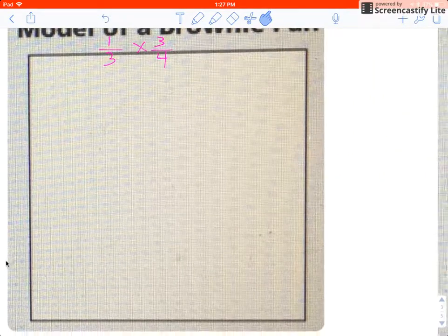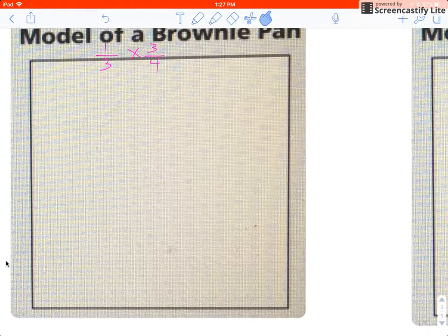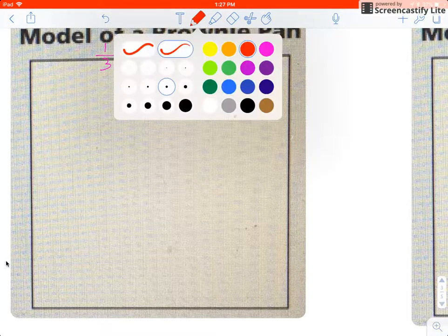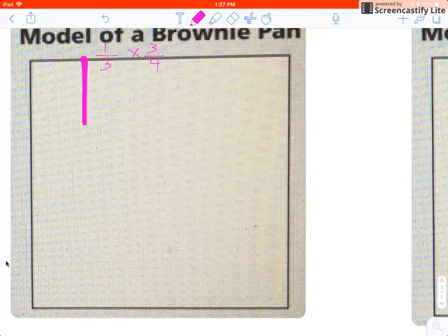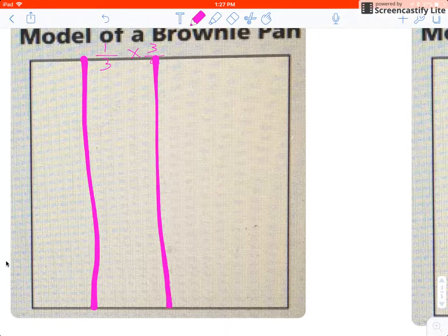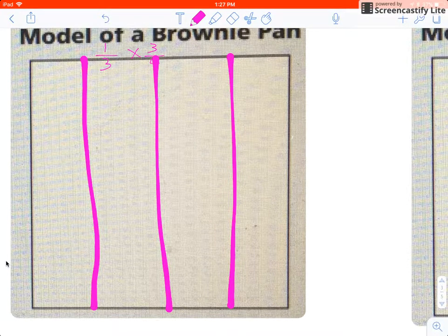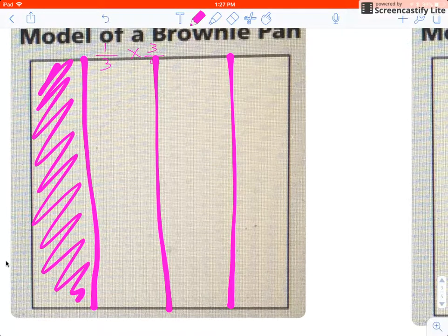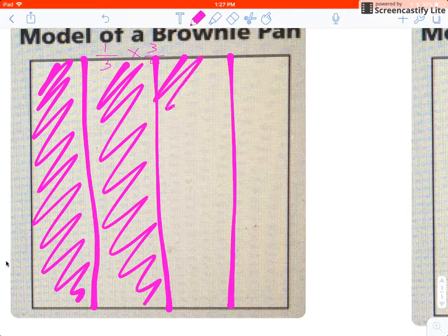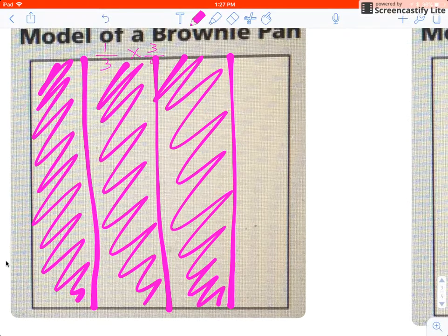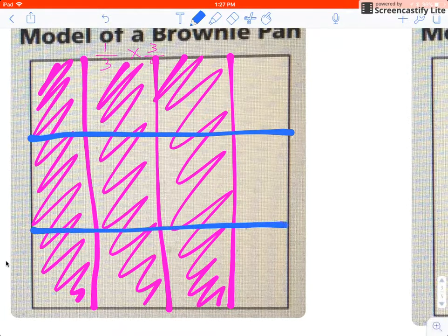All right, on to number 3. This problem is 1/3 times 3/4. So we will go ahead and split our pan into fourths, and then 3 of the 4 sections are still full of brownies. So there's 2 and 3. 3/4 of our pan of brownies. And we are buying 1/3 of this pan. So we'll break up our pan into thirds. And now we are going to shade in the section that we're buying. So we're buying 1 of the 3 sections right here.